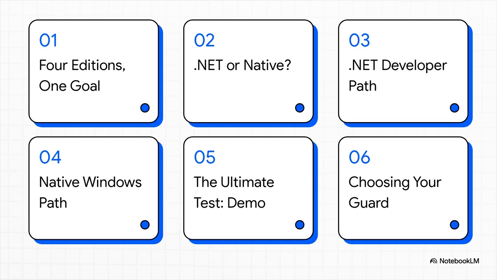Okay, so here's the game plan. We'll look at the 4 editions of PC Guard, then get to the big question. Is your app .NET or native? From there, we'll explore the specific path for each type. I'll show you a foolproof way to test your app, and then we'll wrap it all up with a quick summary to make your decision super easy.